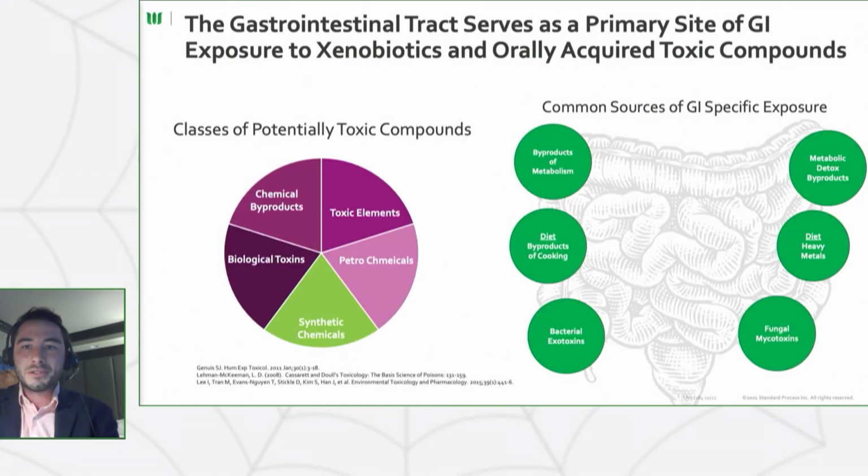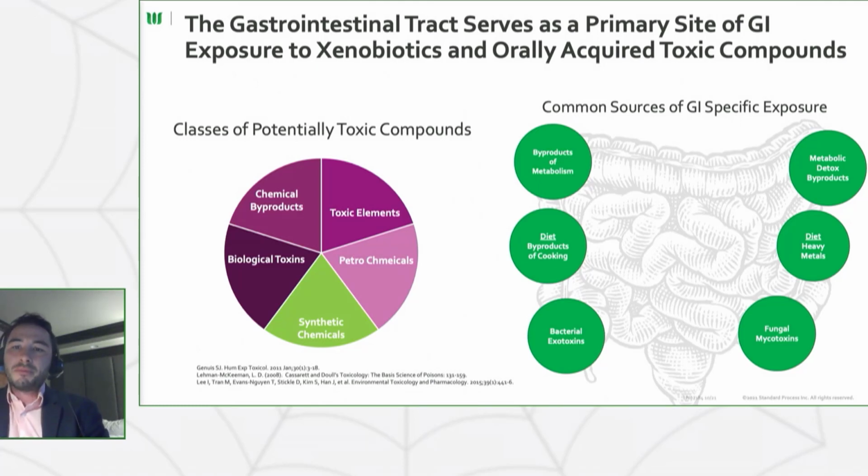need that additional support. So for the gastrointestinal tract, there's a lot of different sources of these compounds. They can be chemical, biological, synthetic, and the common sources can be byproducts of metabolism in the GI, as well as metabolic detox byproducts. So these things that are coming out via that phase 3 elimination.